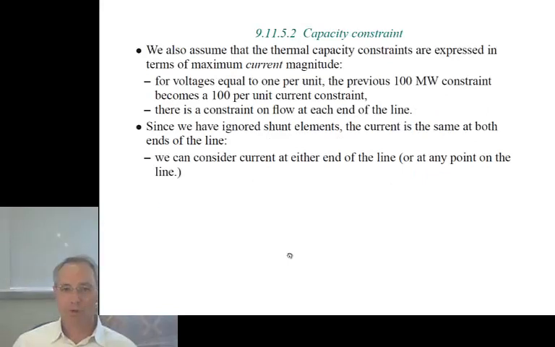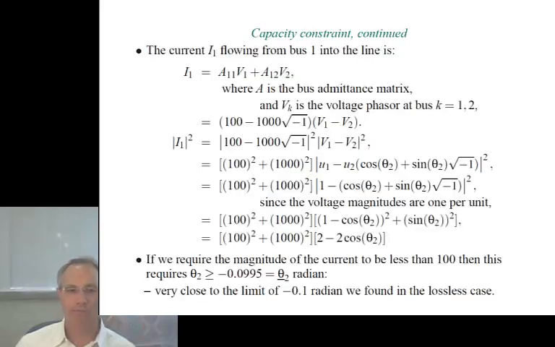We'll also assume that thermal capacity constraints are expressed in terms of maximum current magnitude. We've met constraints previously in terms of real power, but let's shake things up a little by considering current magnitude. For voltages equal to 1 per unit, the previous 100 megawatt constraint becomes a 100 per unit current constraint, and there is really a constraint on flow at the end of each line. Since we've ignored shunt elements, the current is the same at both ends of the line, so we could consider the current at either end of the line, or indeed at any point on the line.